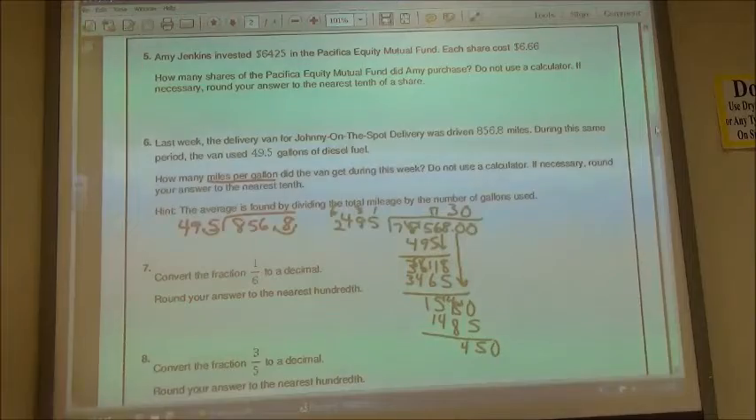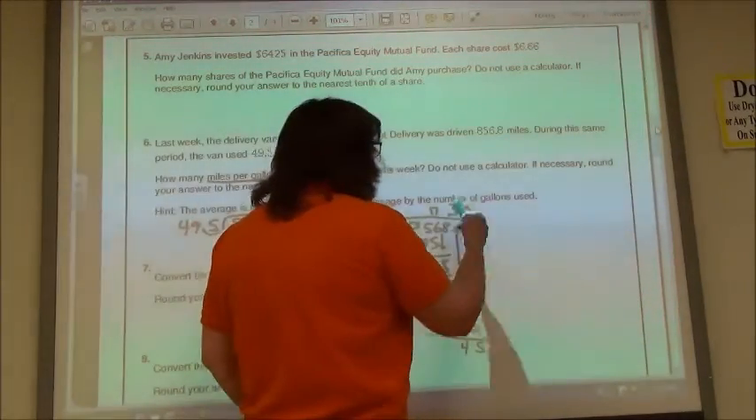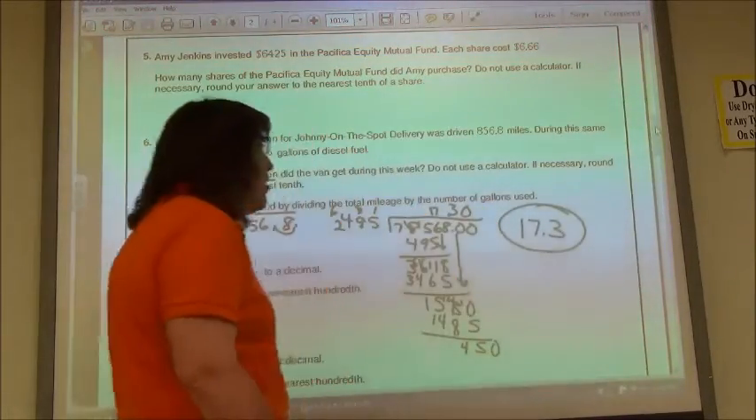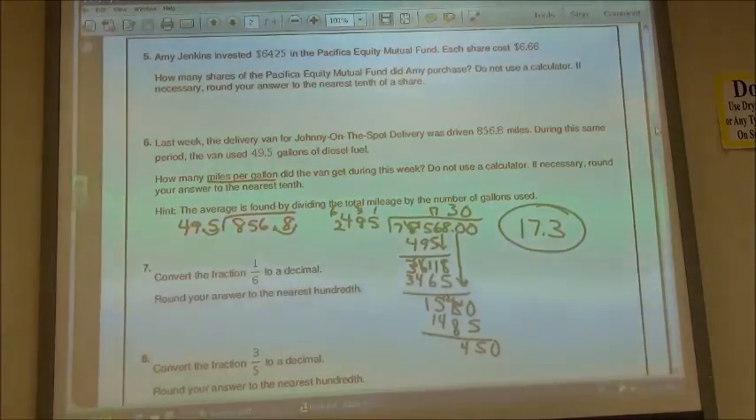And so in this case, when we round it off to the nearest tenth, the 3 is in the tenths spot, there's a 0 behind that, so 17.3 would be our answer as what were our miles per gallon. We got 17.3 miles for every gallon of gas. And again, if I go ahead and take 856.8 and divide it by our 49.5, 17.30. So 17.3 is what we did.